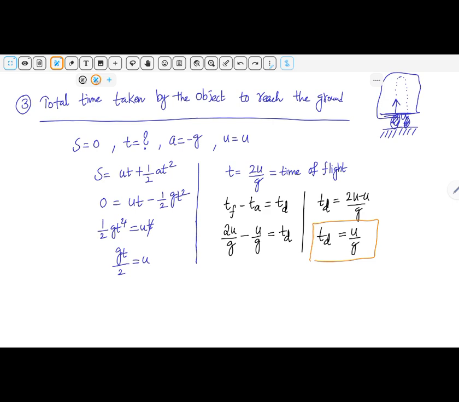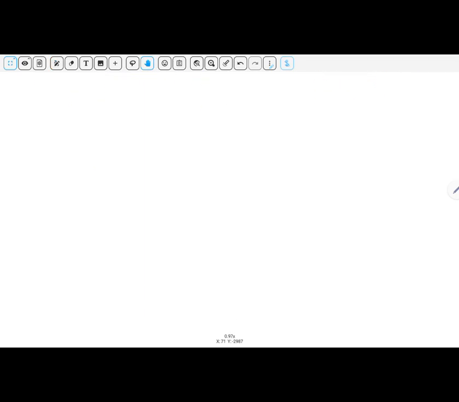After finding all these parameters, we have one thing left, and that is the velocity with which the object is striking the ground again once it is released with some initial velocity u. We want to find that. So the fourth one is the velocity with which the object is striking the ground.